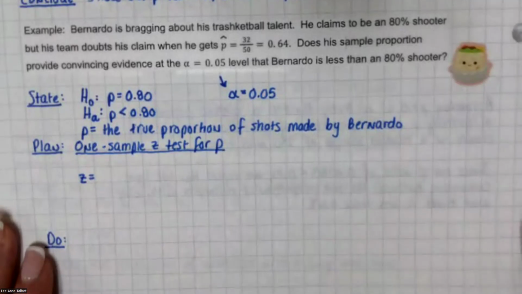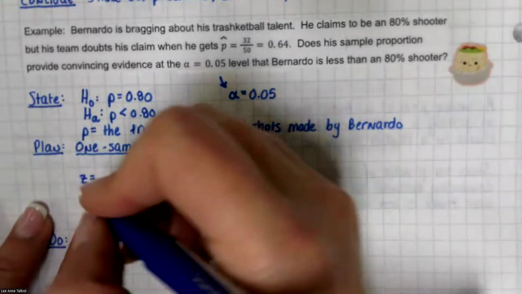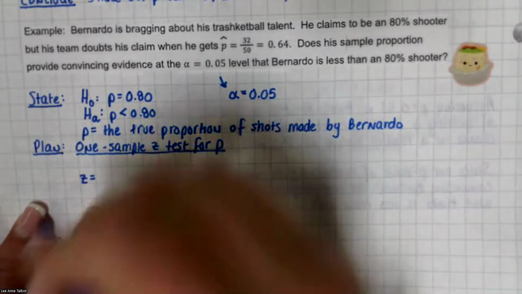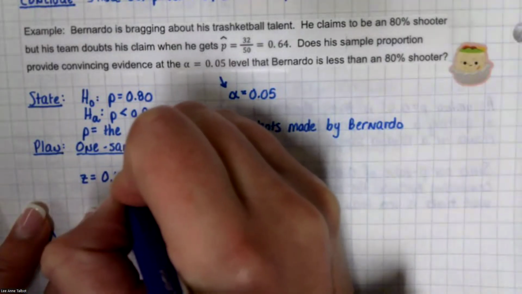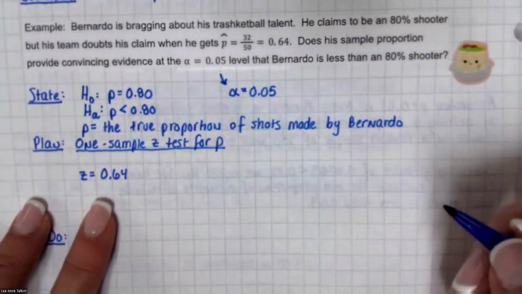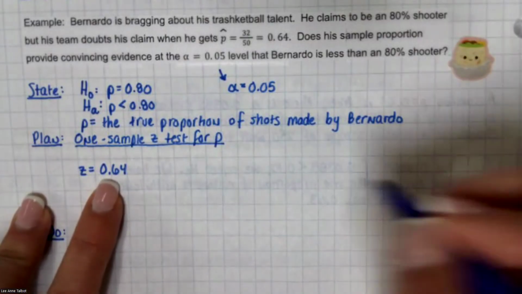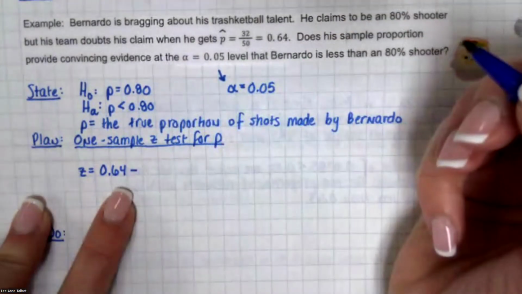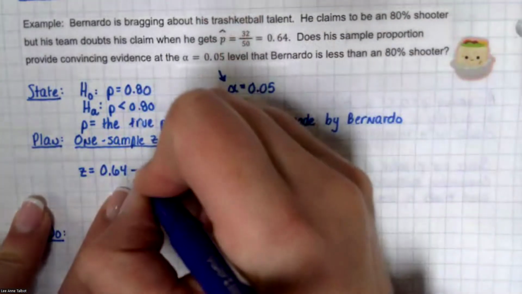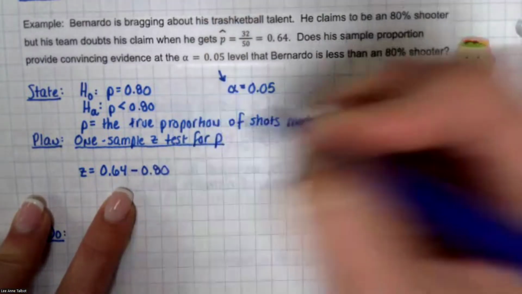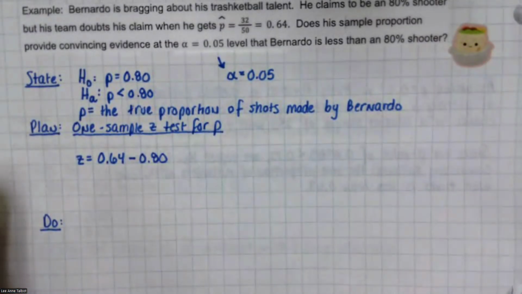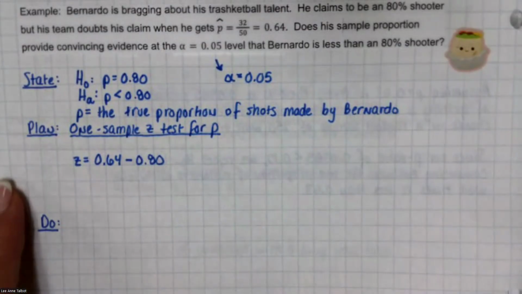Okay, what's the statistic in this problem? 0.64, right? So remember, statistic means sample minus population proportion. We have stated we think it's 80%. Well, we have to assume that till proven guilty.